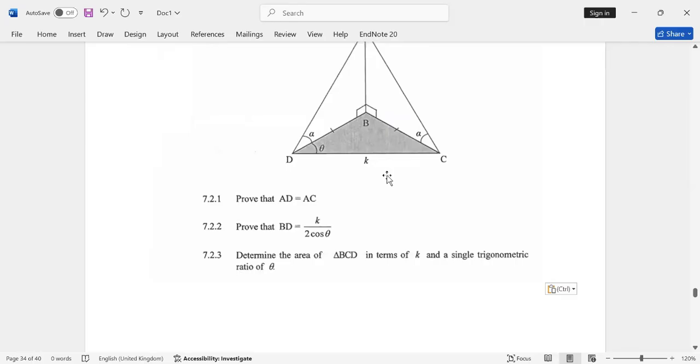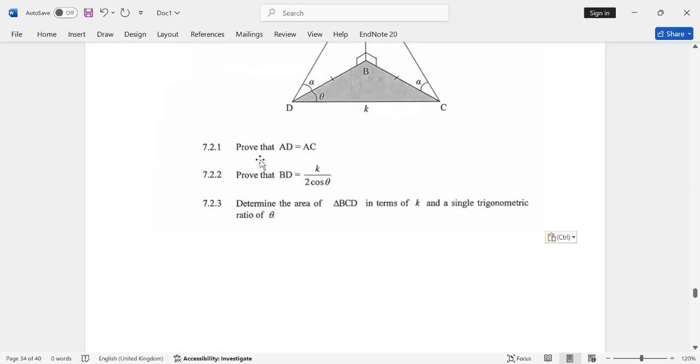In 7.2 we have three subparts. 7.2.1 is to prove that AD equals AC. 7.2.2 is to prove that BD equals k by 2 cos theta. And 7.2.3 is to determine the area of triangle BCD. So I'm writing over here the solution to the first part of this question, that is, we have to prove that AD equals AC.